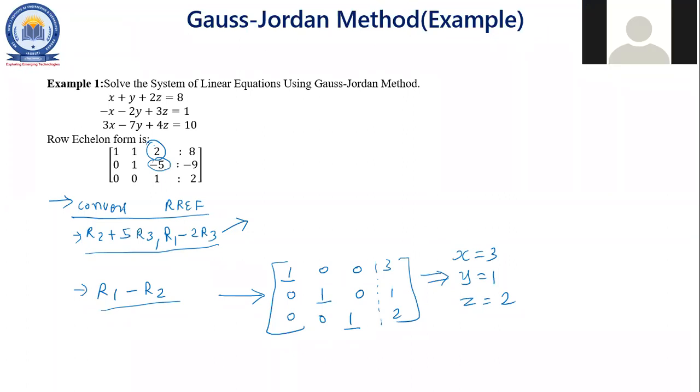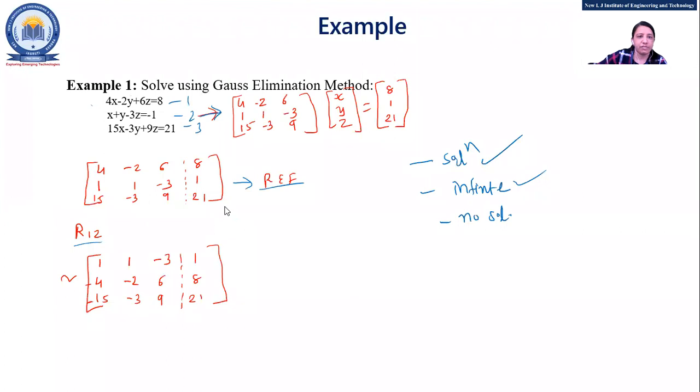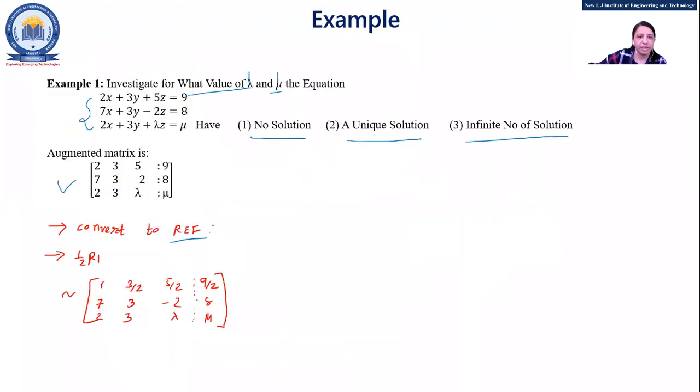Then we have seen another question normally asked in the exam: three equations are given with two variables, mu and lambda. For which values of lambda and mu does the system have a unique solution, no solution, or an infinite number of solutions, that we need to decide. So we saw that in the last lecture, and we'll continue with that one.